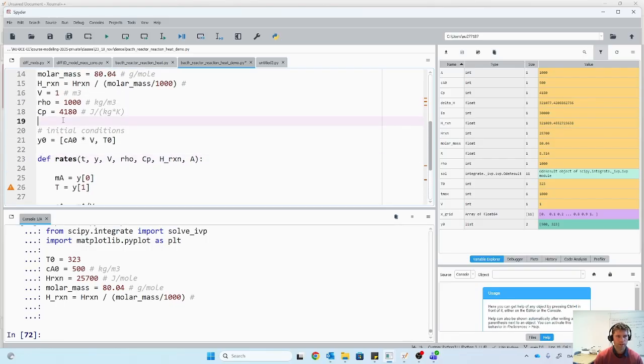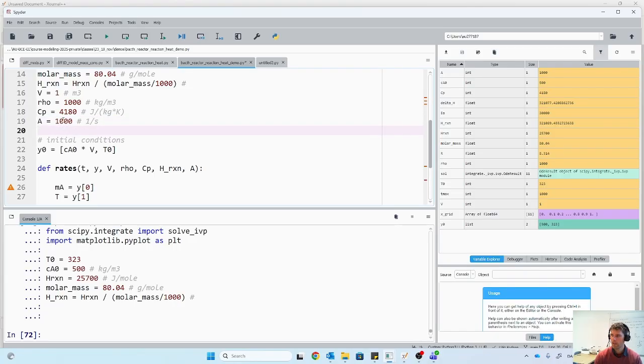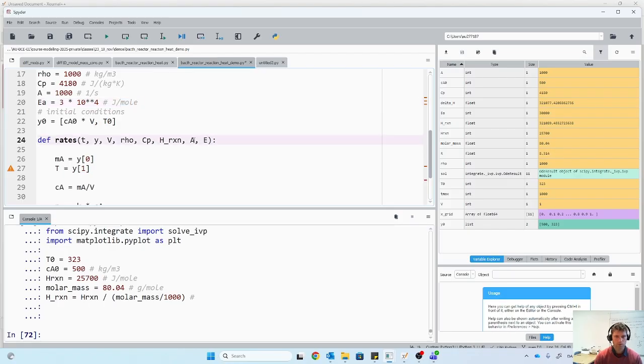We will do that by actually defining two other constants. We call A, which is some Arrhenius pre-exponential factor, and we need Ea, which is the activation energy. Let's pick this number. Like this.